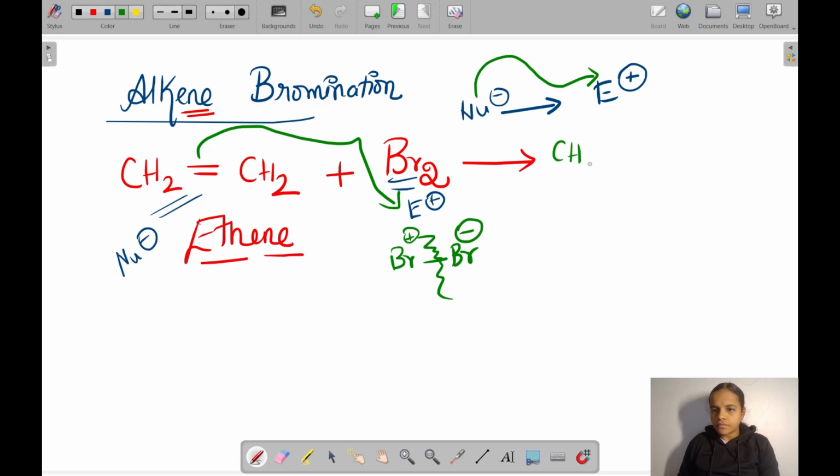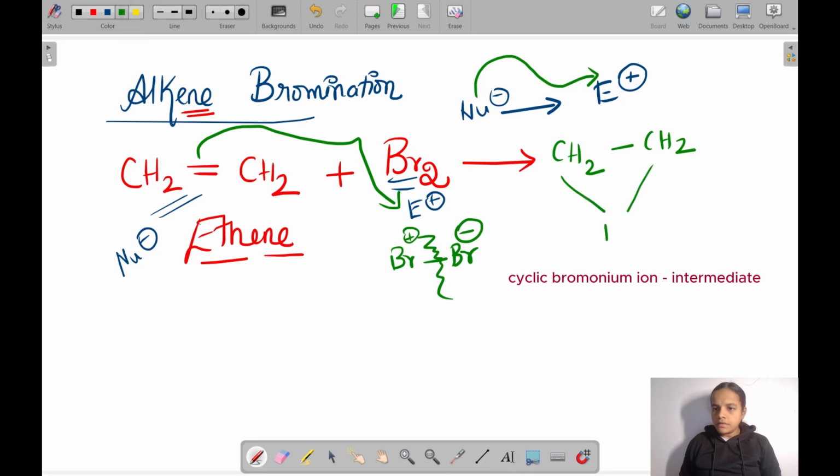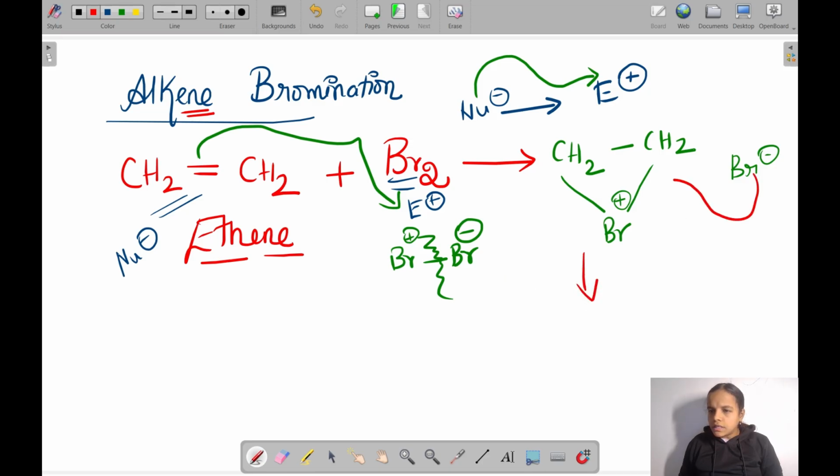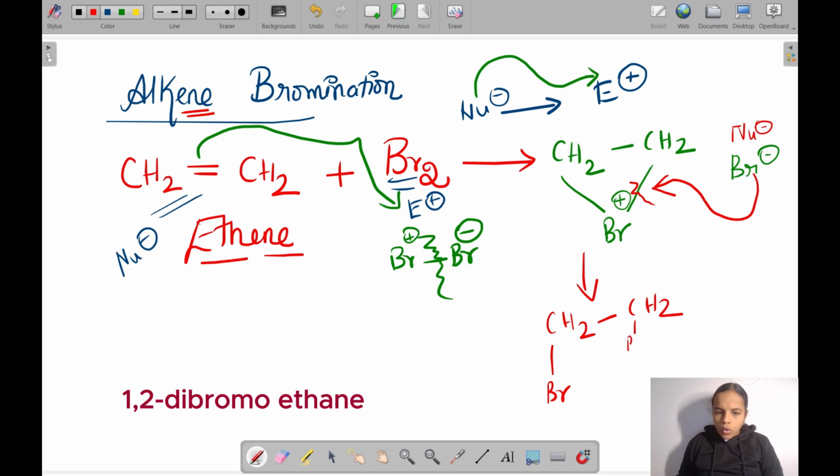So it forms a bromonium ion, which again has a second attack coming, and in this case this is the nucleophile here, and this part is the electrophile, leading to the formation of CH2 and here is the bond cleavage which leads to CH2Br and CH2Br. So this is 1,2-dibromoethane.